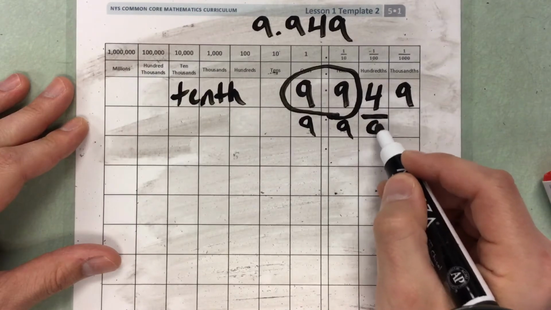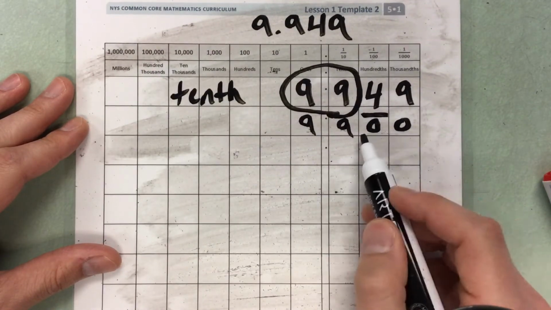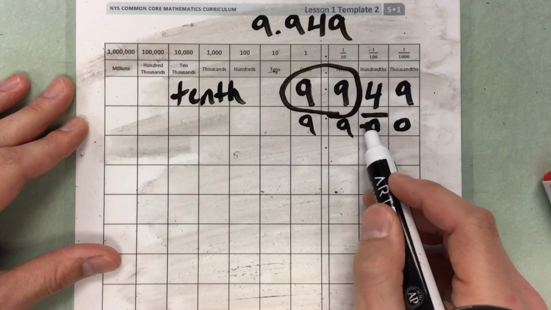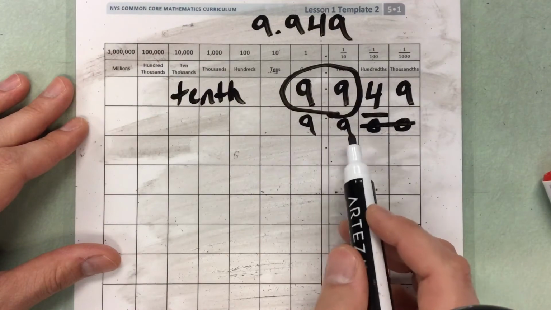The rest becomes zeros. Now, since these are trailing zeros in my decimal places, I know I don't need those. So my answer is 9 and 9 tenths.